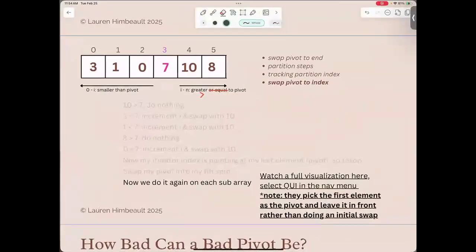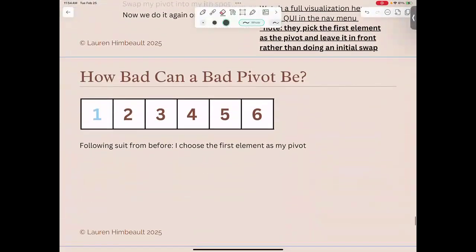Okay. So how bad can a pivot be? Let's just follow suit from before. I choose the first element as my pivot, but suddenly my data is different. Previously, I had pseudo-random data. Now I have ordered data. But let's pretend I don't know that, and I just pick the first value as my pivot.